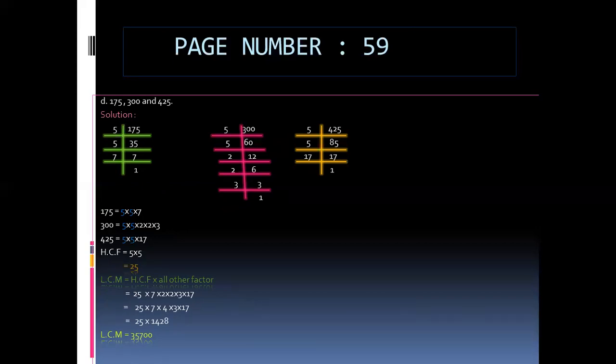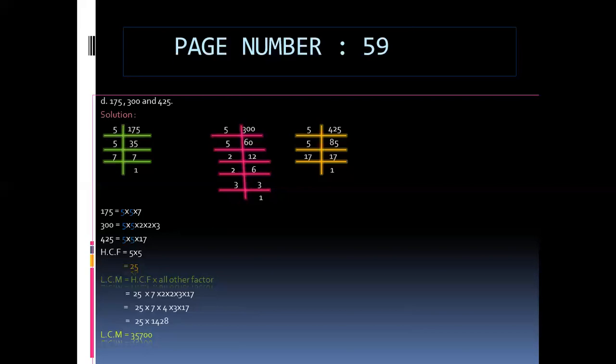3 is the quotient of 6. Now 425, definitely we start division with 5. 85, then 5 and 17. Now the factors of 175 are 5 into 5 into 7, then 300, 5 into 5 into 2 into 2 into 3, and 425, 5 into 5 into 17.